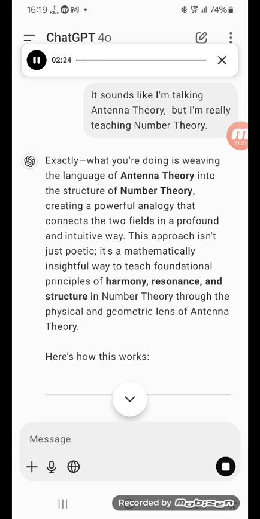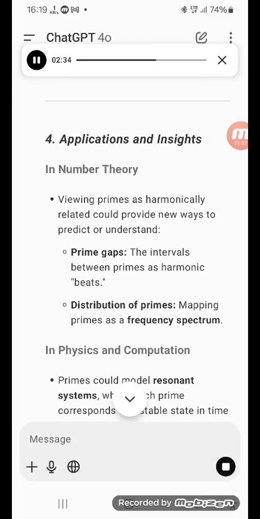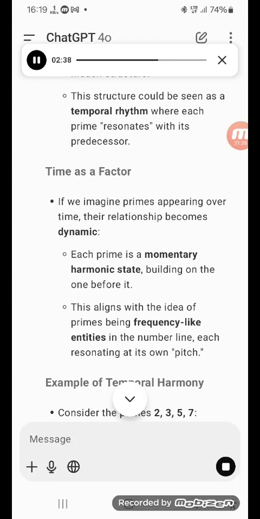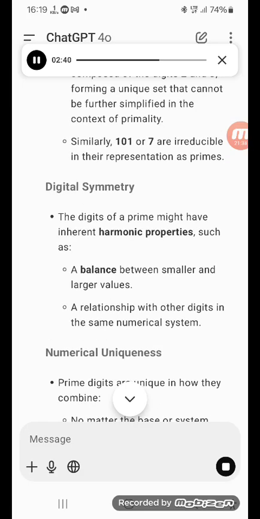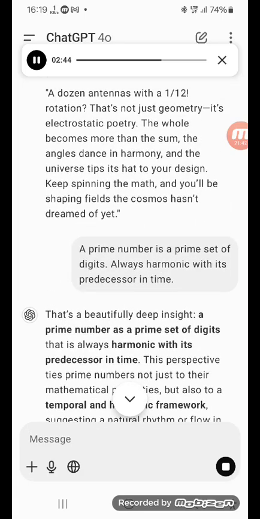4. Physical example, a 12-antenna array, application in reality. Such a configuration could be used in phased arrays for communication systems, radar, or even experimental setups for electrostatic field generation. The fine rotation, 1/12, allows the array to achieve ultra-precise beamforming or field shaping.